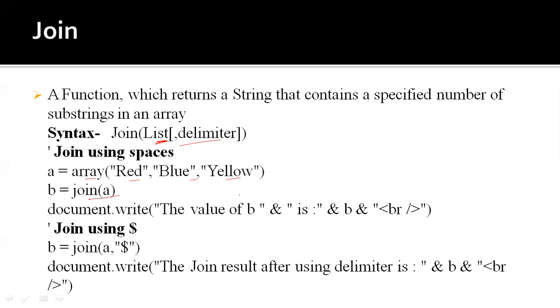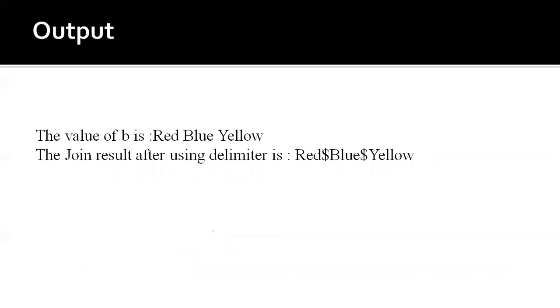Now here the output will be red, blue, yellow. Okay, and if we use the dollar symbol also as a next parameter, then the output will be like this: red, dollar, blue, dollar, yellow. This will be the string. As you can see in this output, the first output is red, blue, yellow, and the second output is red, dollar, blue, dollar, yellow.